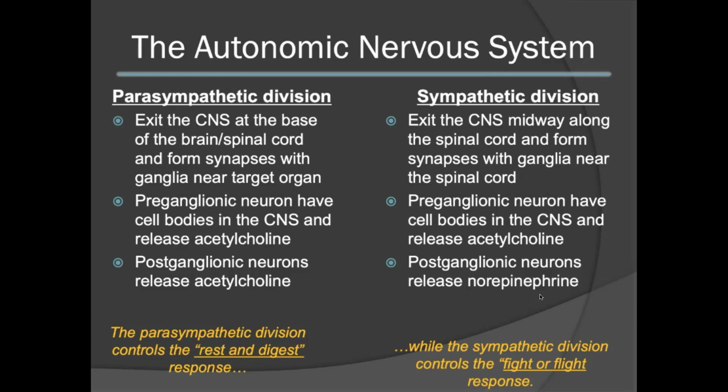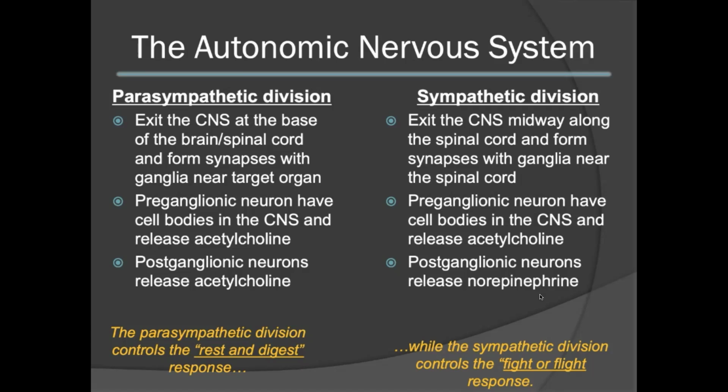Preganglionic neurons have cell bodies that are present within the CNS, and they typically involve the release of acetylcholine. Postganglionic neurons will release acetylcholine as well. In the sympathetic division, there are major fundamental differences. These involve the exit of the neurons from the CNS midway along the spinal cord, rather than at the base of the spinal cord that we see in the parasympathetic division.